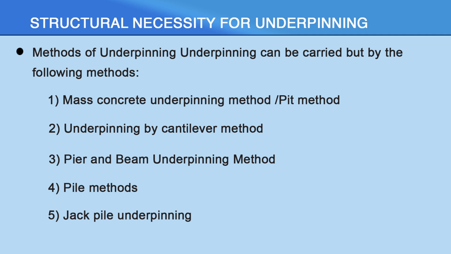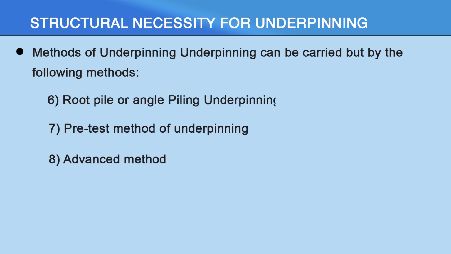Methods of underpinning can be carried out by the following 8 methods. First, mass concrete underpinning method, which is also known as the pit method. Second, underpinning by the cantilever method. Third, pier and beam underpinning method. Fourth, pile method. Fifth, jack pile underpinning. Sixth, root pile or angle piling underpinning column. Seventh, pre-test method of underpinning, and eighth, advanced method.